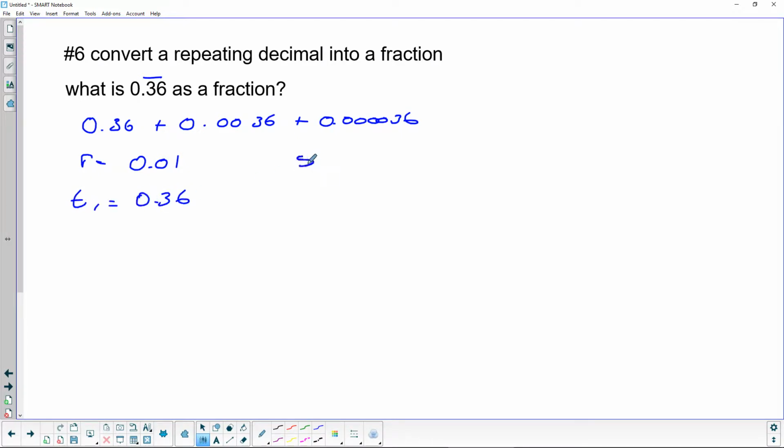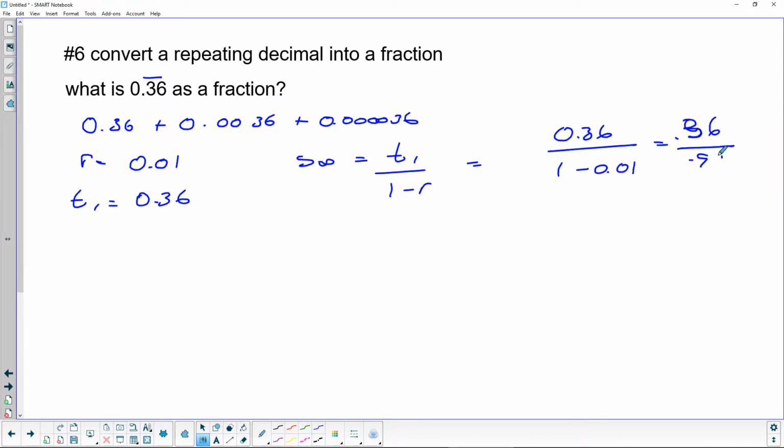So S infinity equals T1 divided by 1 minus R. In our case, that's simple. That is just 0.36 over 1 minus 0.01, which equals 0.36 over 0.99. Divide that out and you get 4 over 11. Okay, and then that one would be worth 2 points. I think that's what that one is. Maybe it's 3. Okay, and then a word problem in our last one.